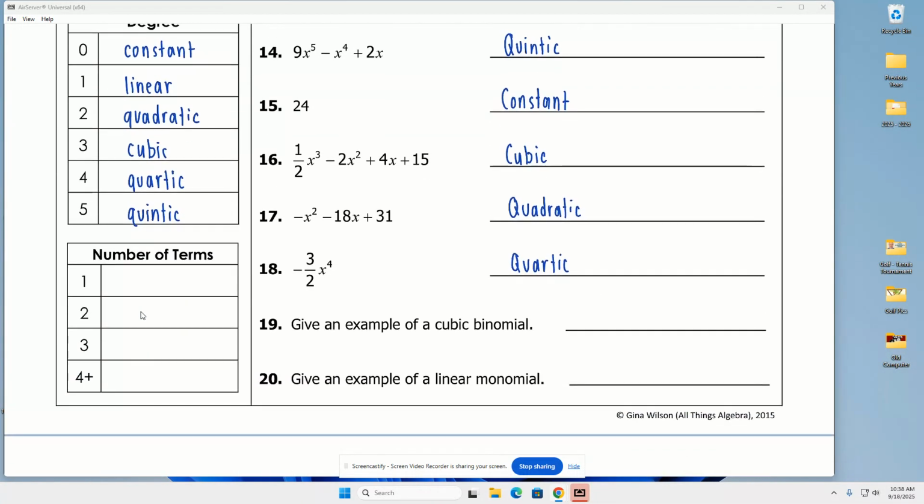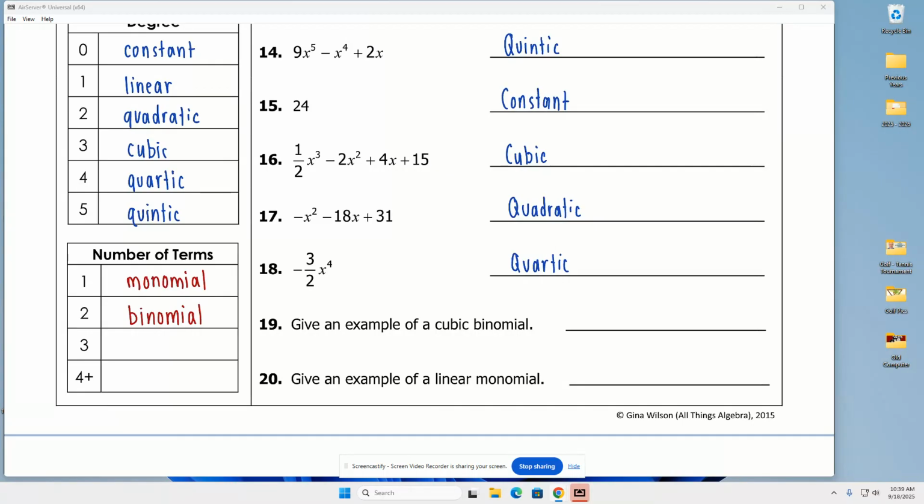Now we classify by the number of terms. And someone has already referred to this. A minute ago, I heard the word binomial. Somebody said that, remember? Binomial means it has how many terms? 2. So 2 is a binomial. Y'all remember what one term is? Monomial. We already talked about it yesterday, actually.